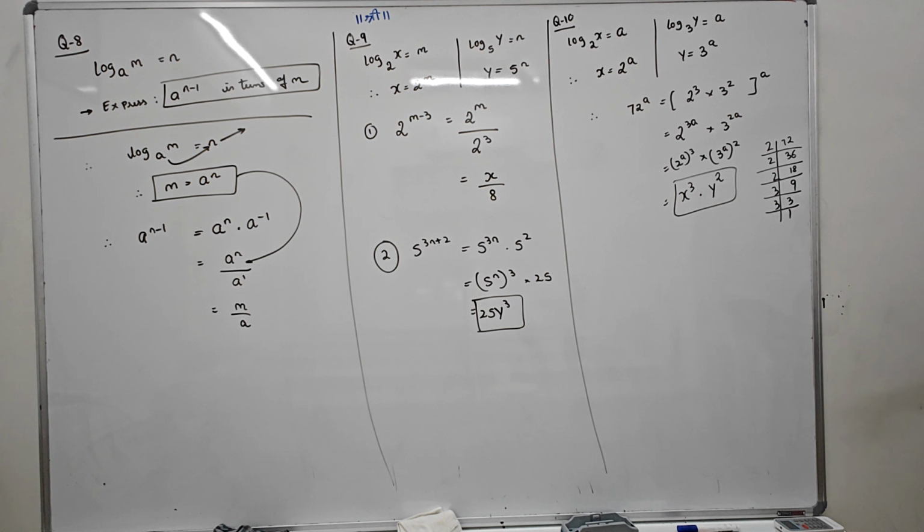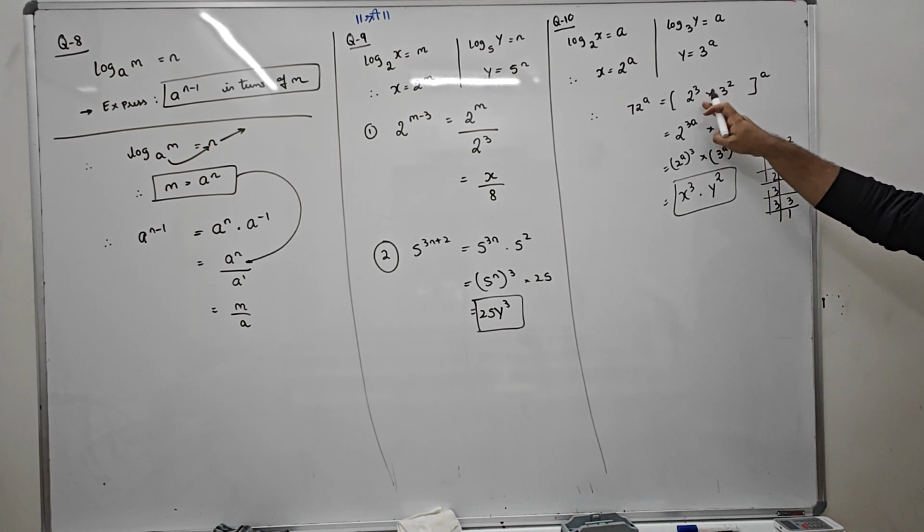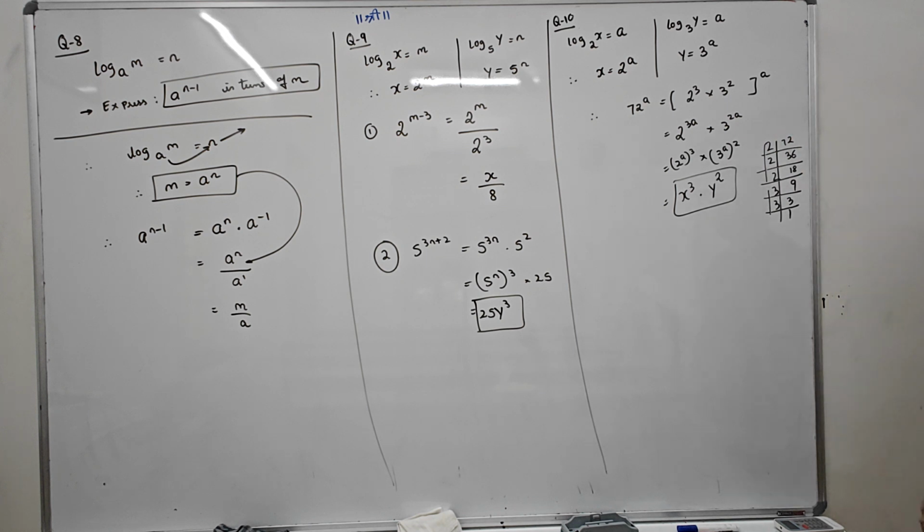Are you with me, beta? Look at 72, I wrote it in prime factorization. So 2 cubed and 3 squared, raised to a. So 2 raised to 3a, 3 raised to 2a. How did I write 2 raised to 3a? As 2 raised to a, whole cubed, and 3 raised to 2a as 3 raised to a, whole squared. So that makes x cubed y squared. Very nice. Okay, beta?